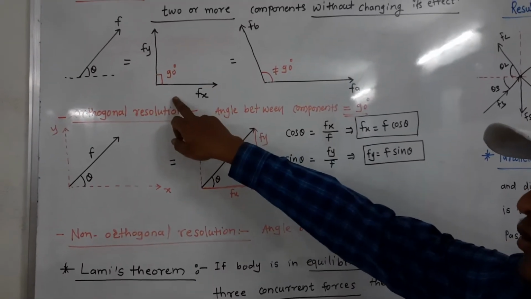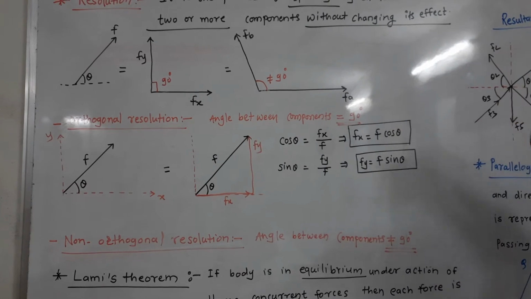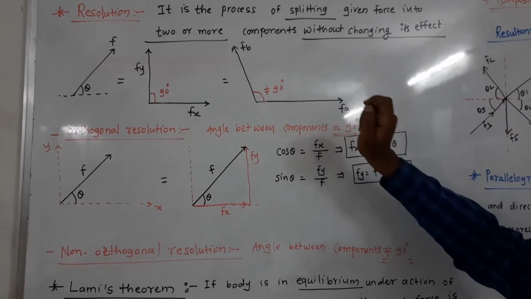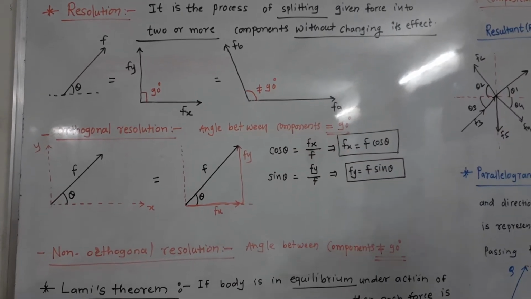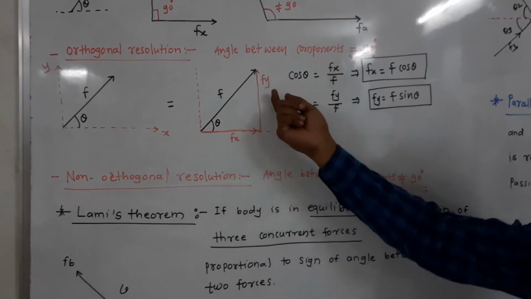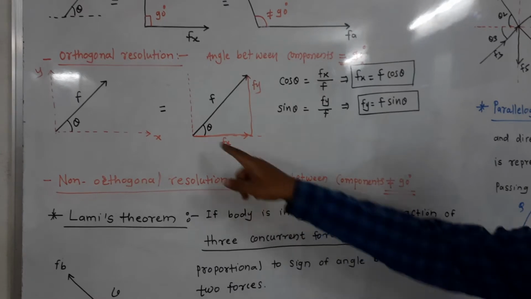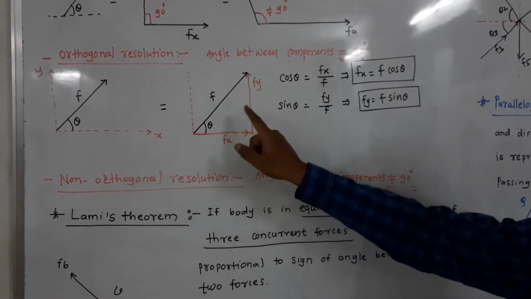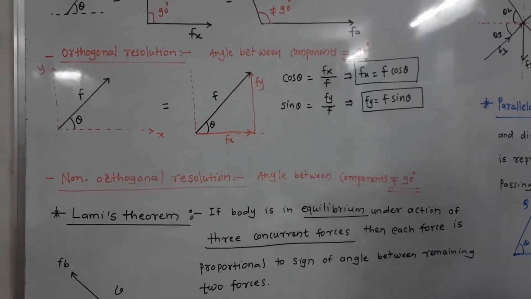This is the case of orthogonal. Non-orthogonal means the angle between the two components is not equal to 90 degrees. Now come to the orthogonal resolution. We have to resolve this F into two components, Fx and Fy. For that purpose, consider the triangle. In that triangle, F is making an angle of theta with the horizontal.